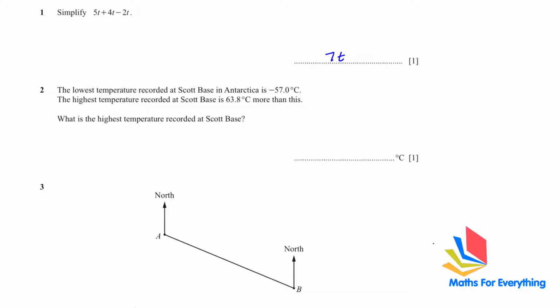Next question. The lowest temperature recorded at Scott Base in Antarctica is negative 57.0 degrees. The highest temperature recorded at Scott Base is 63.8 more than this. What is the highest temperature recorded at Scott Base? So negative 57 plus 63.8 will give us 6.8 degrees Celsius.